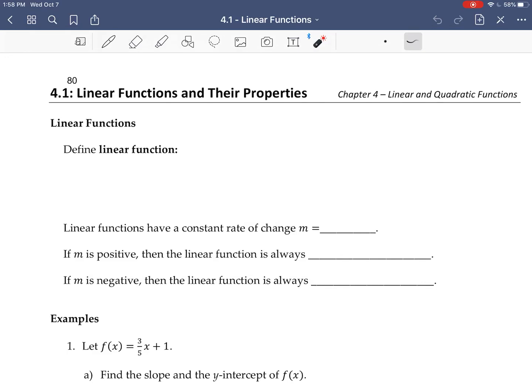In this video, we're going to talk about linear functions and their properties. So linear functions are something we've seen before, just we didn't call them linear functions.